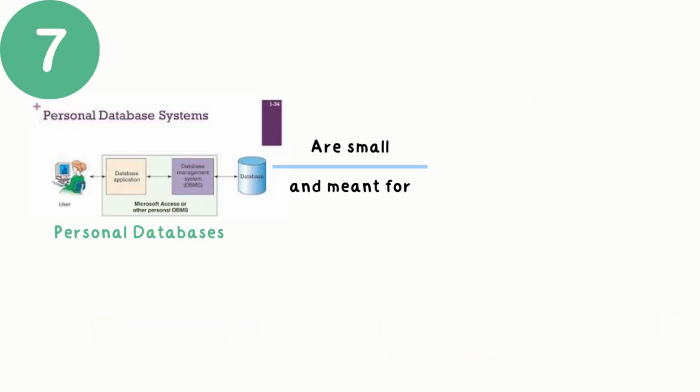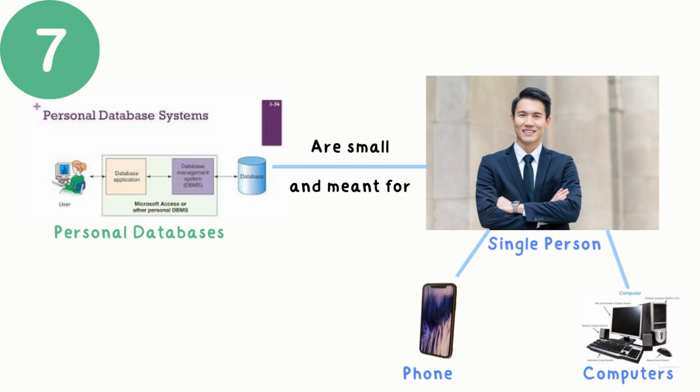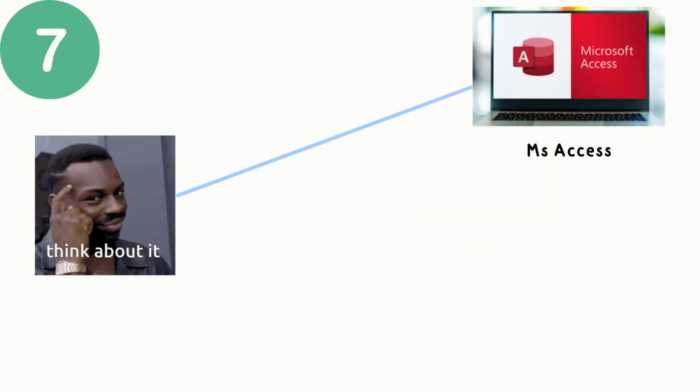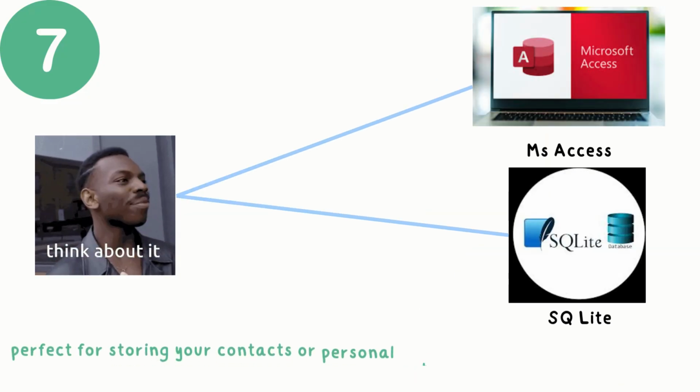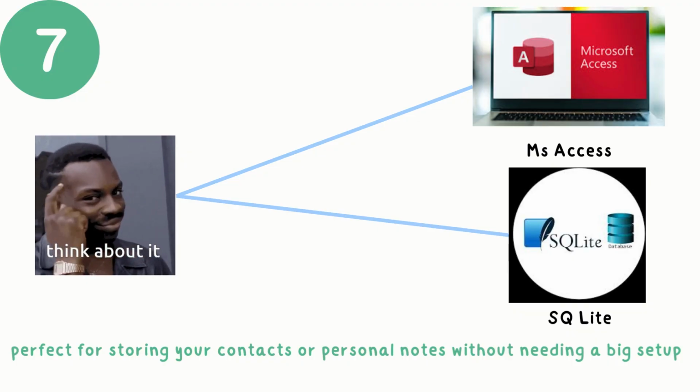Personal databases are small and meant for one person, like on your phone or computer. Think of Microsoft Access or SQLite. They're perfect for storing your contacts or personal notes without needing a big setup.